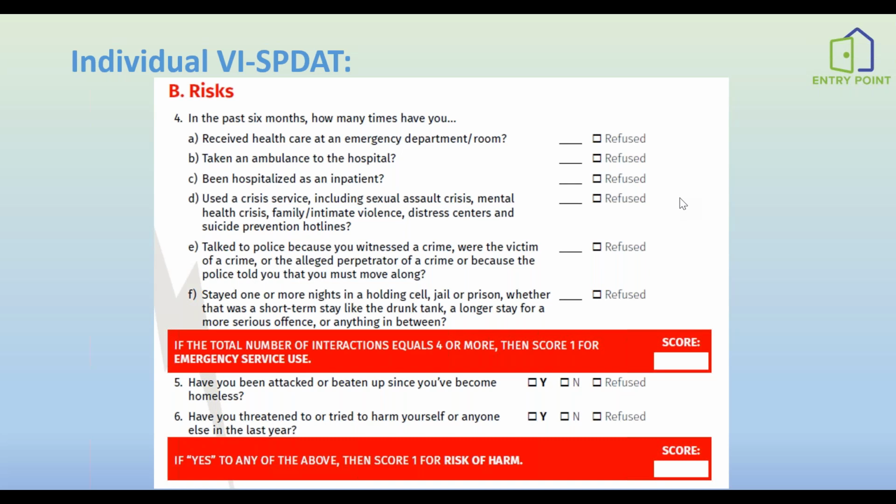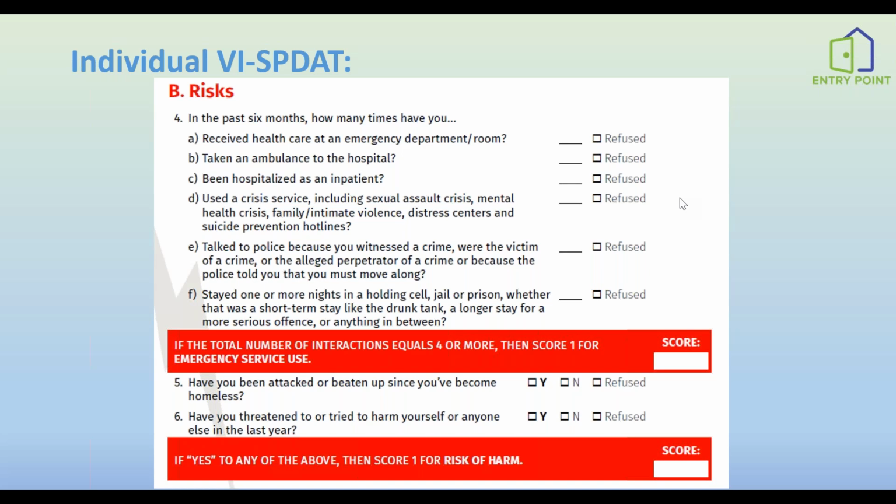How many times have you been hospitalized as an inpatient, used any crisis service, including the ones listed there? How many times have you talked to a police because of any of these things, including just that the police told you that you have to move along? For some folks, that's several times in a day, right? And this is a risk factor.